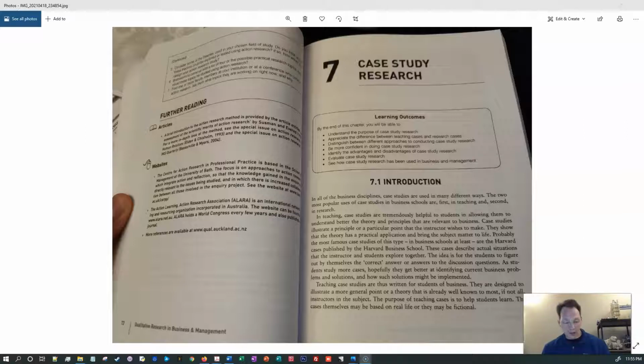But one thing you can look at is on page 84, where it says how to evaluate case study research. There are a couple of frameworks offered for how we can look at case studies and see if they actually apply in a meaningful and useful way.